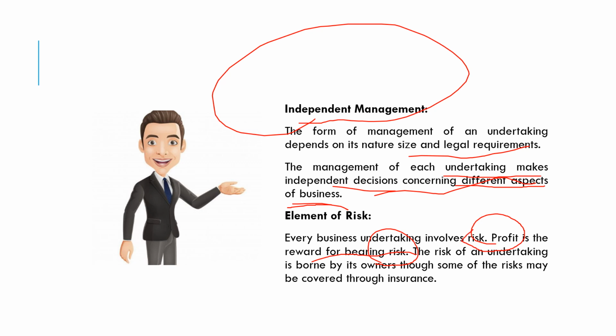So, the risk of undertaking is borne by its owners. So, who will bear this risk? Owners will bear this risk. Though some of the risk may be covered through insurance. So, some of the risk may be covered by taking insurance policies.